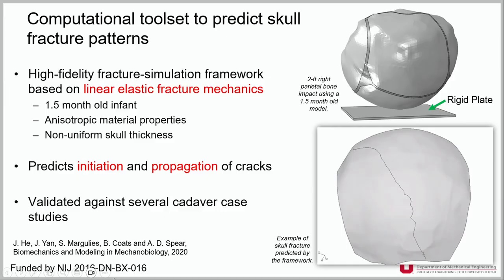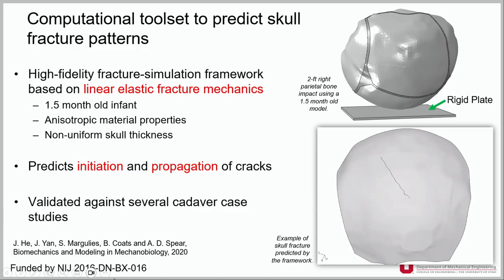However, we realized that this is just a single model of a single infant head. It had non-uniform skull thickness, which was great, but it's just from a single infant. So how likely is it that another 1.5-month-old infant is going to have the exact same skull fracture pattern given the exact same impact from the same height? And that's one of the things we wanted to ask. How generalizable is this model?